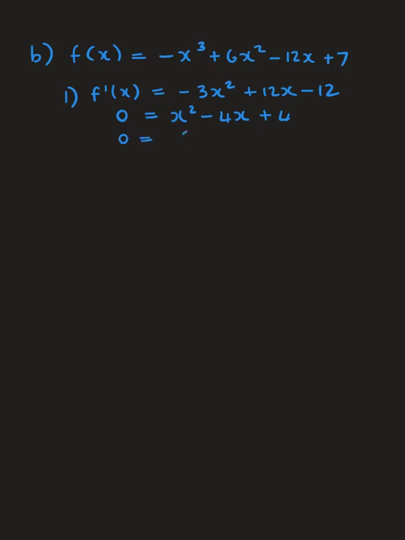Okay, so this is going to be x minus 2 all squared, right? So therefore x is equal to 2. All right, so we only have one stationary point, so we know that this is going to be that stationary point of inflection. Okay, let's not get ahead of ourselves. I still need to figure out the y value here.